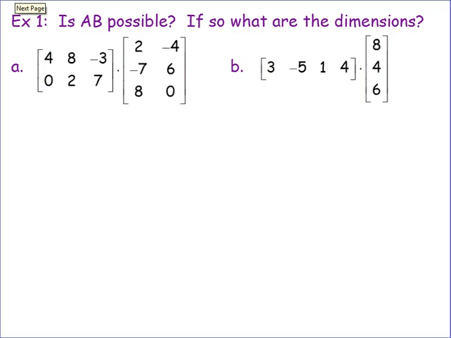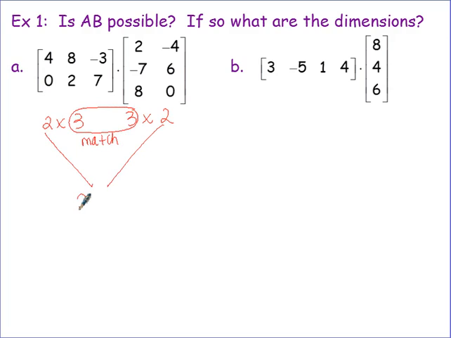First example, we simply want to know, is this a possible multiplication problem? And if so, what are the dimensions? So let's look at this first problem. This has 2 rows and 1, 2, 3 columns. The second one has 1, 2, 3 rows and 1, 2 columns. So remember, to be possible, these two must match. And in fact, they do. So then these two guys, that is the size of your answer.